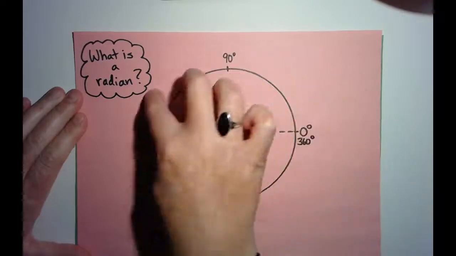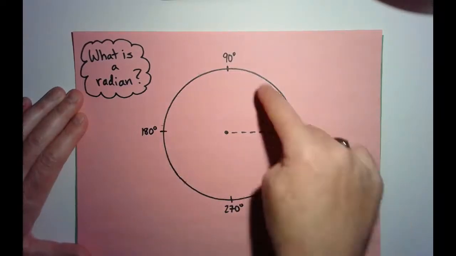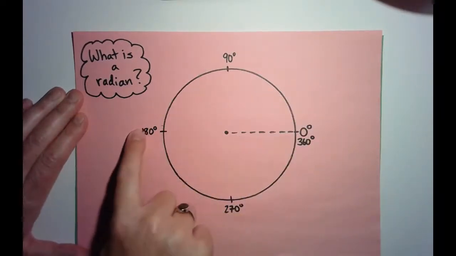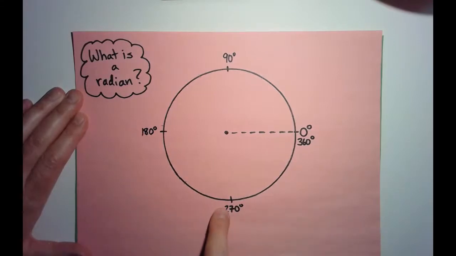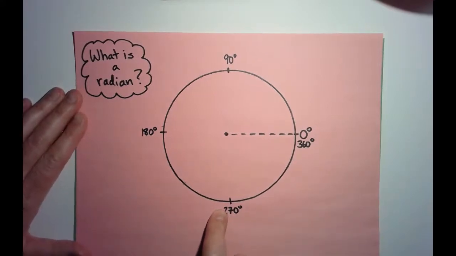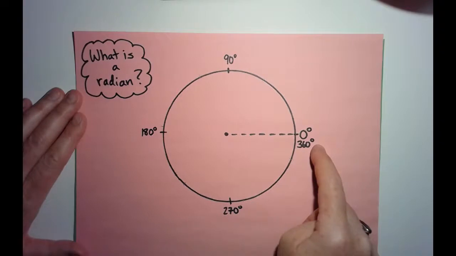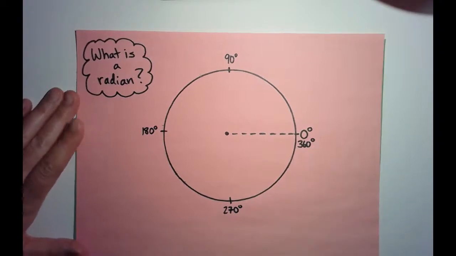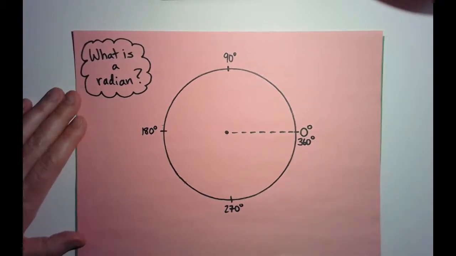So it's a distance measure around a circle. I've gone 90 degrees, 180 degrees at the halfway point, to 270 degrees. I'm 3/4 of the way there. And then all the way to the end is 360 degrees. Alright, so radians are a different way to measure that same distance.